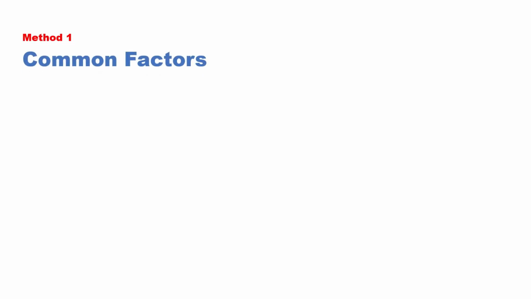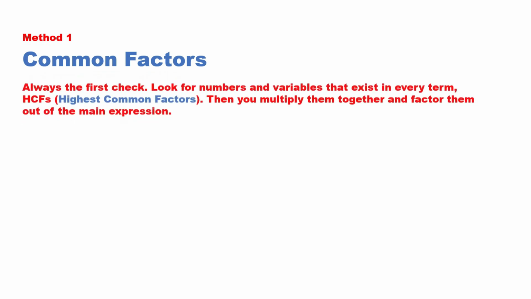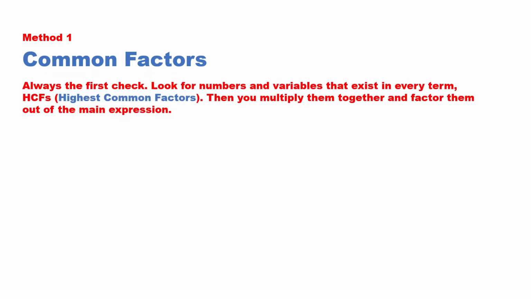Method 1, common factors. Always the first check. Look for numbers and variables that exist in every term, the highest common factors. Then multiply them together, and then factor them out of the main expression.